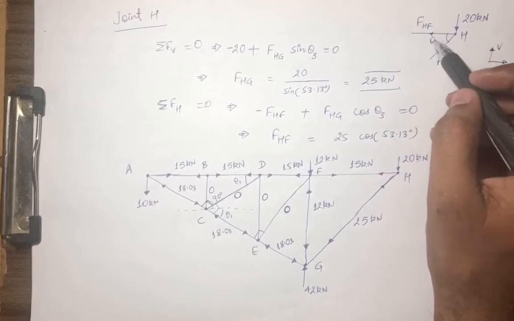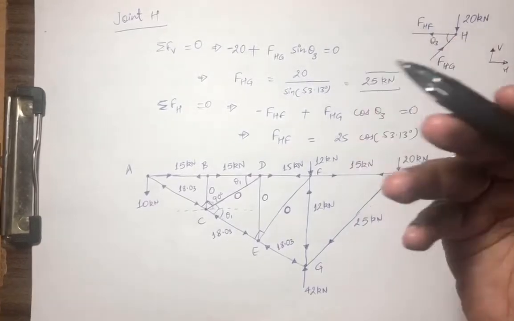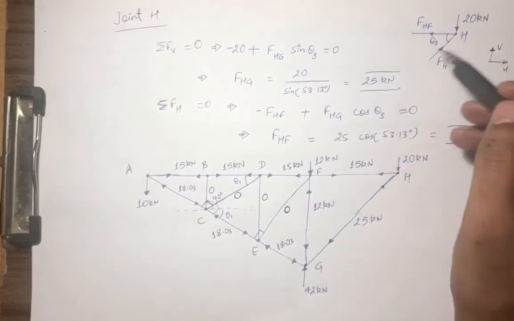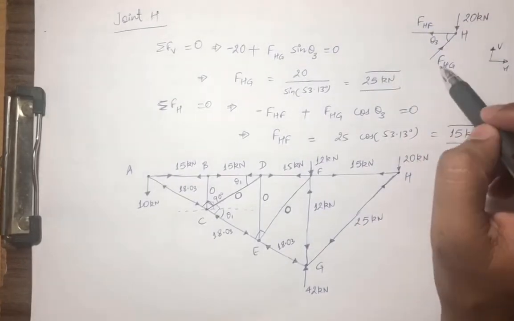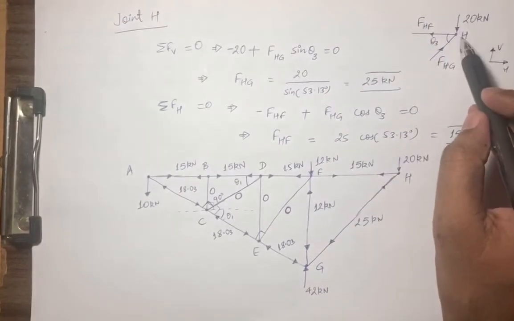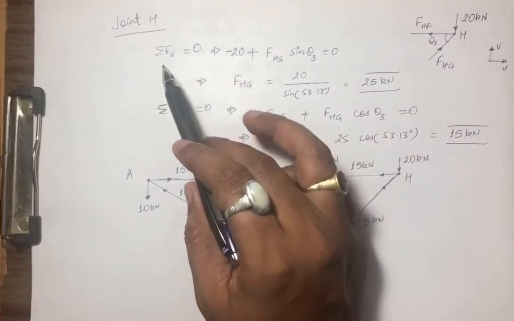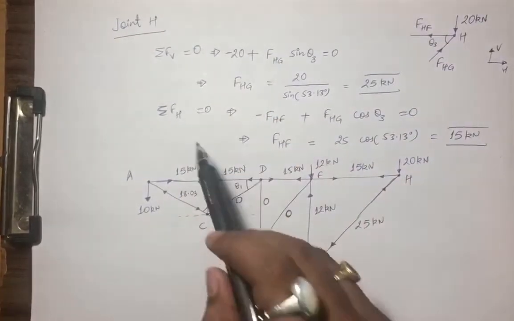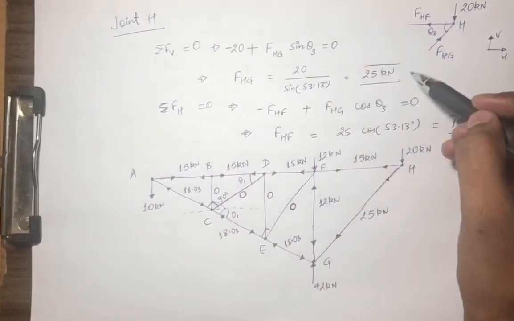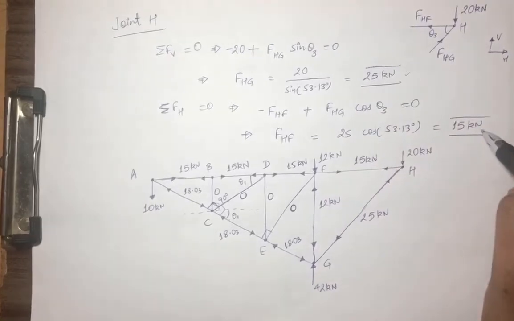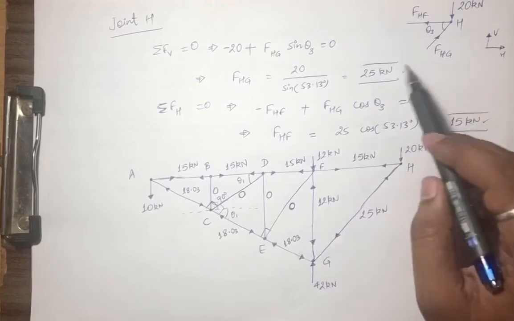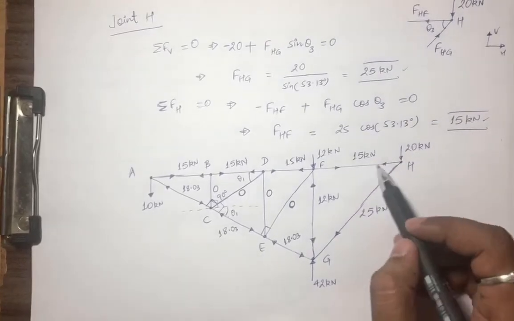So these are the assumed directions. If the magnitude comes out the same, positive, then the direction is okay. If the magnitude comes out negative, then we have to change the direction by 180 degrees. So at joint H, we have to use two equations, FV and FH. By solving, this is minus 20 only component we have to take. So this is coming out to be 25, and this is coming out to be 15 kilonewton, sorry. So these are the two forces, 25 here and 15 here.